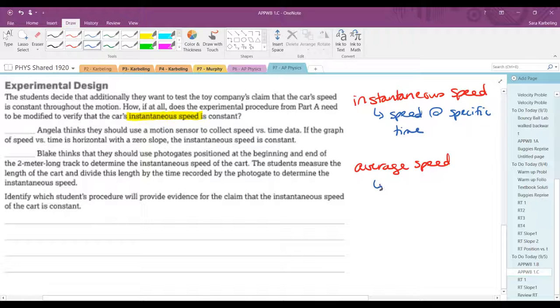Whereas the average is what? Say that again. Just the average of all the speeds. Okay. Kind of like the overall. Are instantaneous and average speeds the same? Could they be the same?